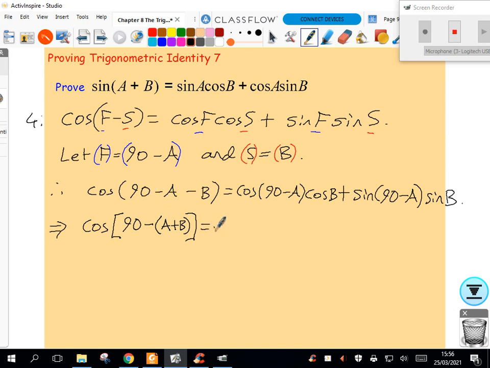Over here, notice 90 minus A, well, that's an angle that adds to A to get 90. It's the complement of angle A. So cosine of 90 minus A, we saw from our previous lesson, that's the same as sine of the angle A. So we get sine of A cosine B. Plus, and sine of 90 minus A, we have proven that that is the same as cosine of A. So cosine of A, and then we've got this sine of B here at the end.